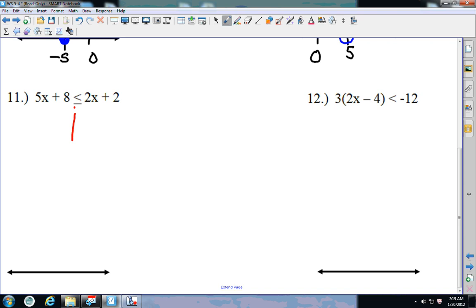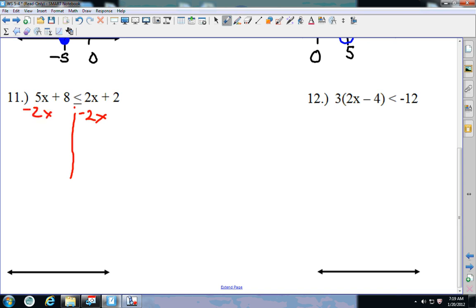On number 11 here, if you notice, you have x's on both sides. Well, you need to move the x's to one side and the numbers to another. It's easier if you move the x's to the left-hand side just because of the way inequalities are. So I'm going to move the 2x to the left-hand side. Now, a lot of people just try and put it over there. Remember, you have to do the opposite. So you have to subtract 2x from each side.